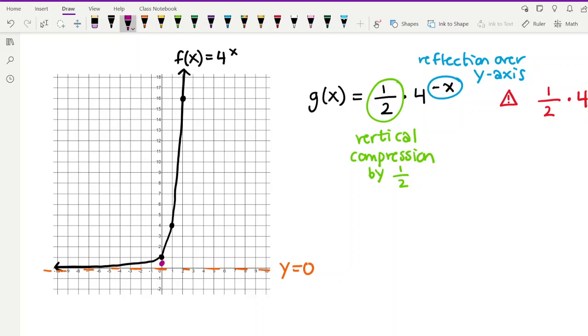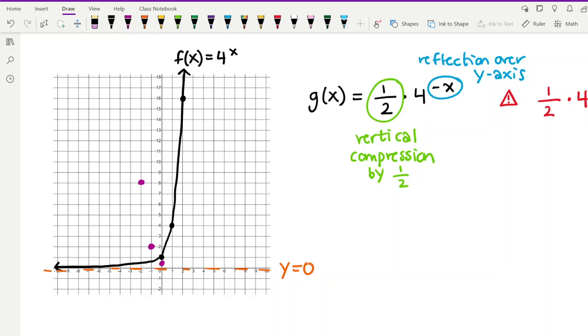Then we have a point at (1, 4). If we multiply that by 1/2, that will go down to being at (1, 2). But then we also have to reflect it over the y-axis, so it'll actually end up over here at (-1, 2). And then finally, when we have this point at (2, 16), if we do the compression, that will bring it down to (2, 8), but then we reflect it over the y-axis, and so it ends up at (-2, 8).